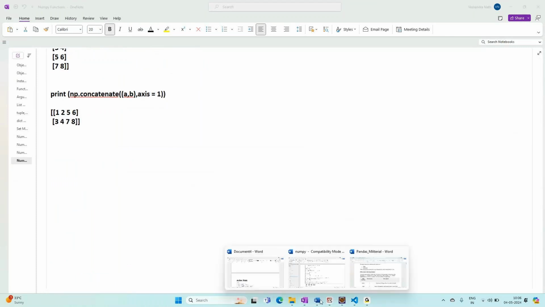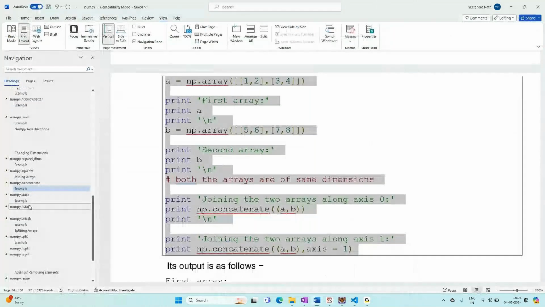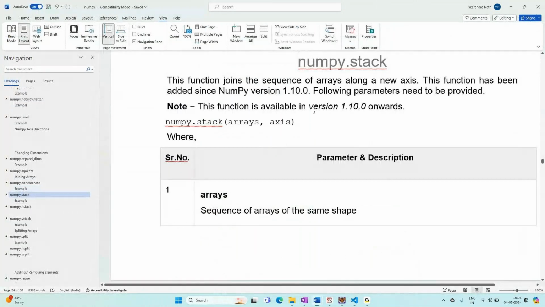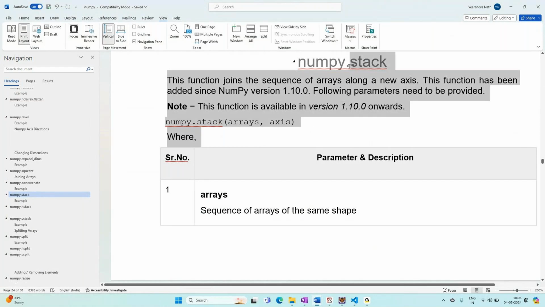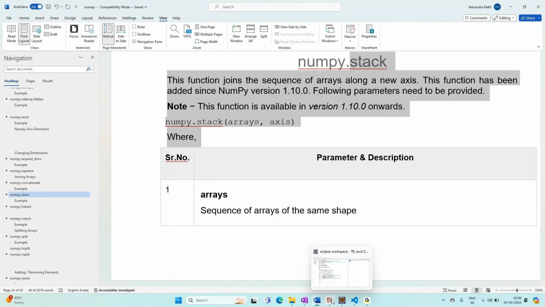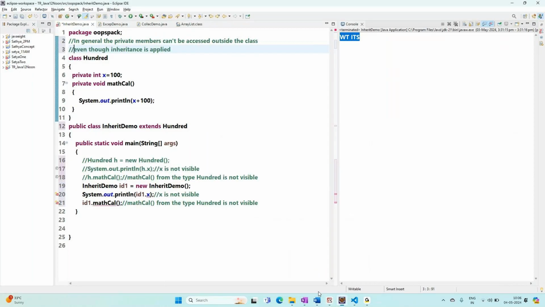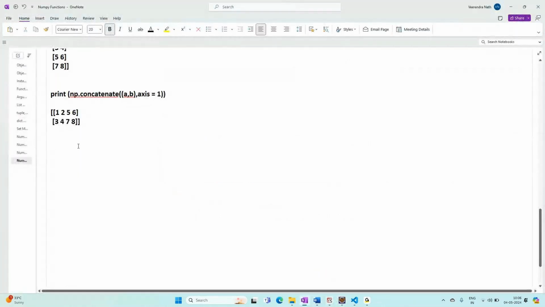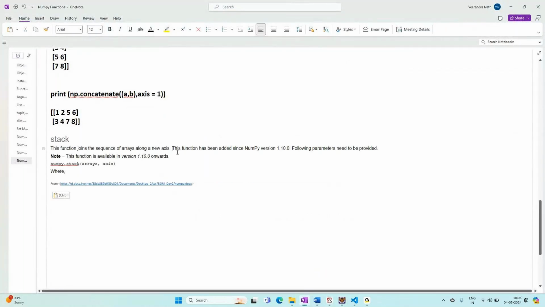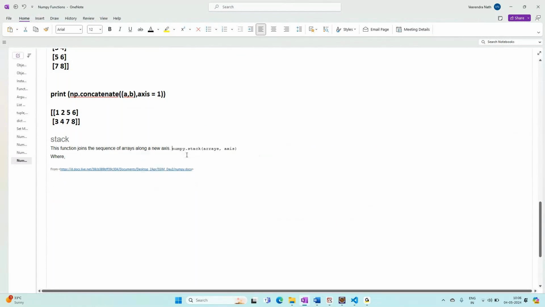Now let's go for other things. We have something like stack. Whenever you're talking about stack, it is something similar to concatenate. It joins along a new axis. Let's take this. So what is the next function? Stack. The next function is going to be the stack function. So what is a stack function going to do? We don't require all these things.